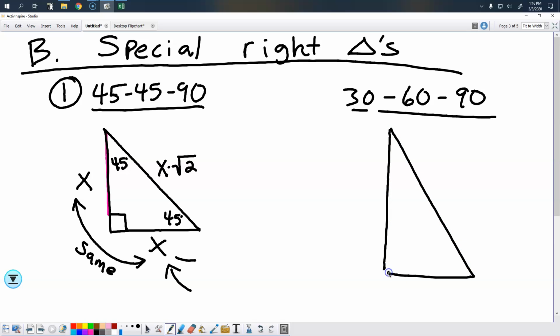30, 60, 90 right triangles have a 60-degree angle and a 30-degree angle. The side that is across from the 30 is the shorter leg. There's a short leg and a long leg. I'll call this one the short leg, okay? So the one that's across from the 30 is the shorter leg, but you don't really need me to tell you it's across from the 30. You can tell just by looking at the short leg. It'll be shorter.